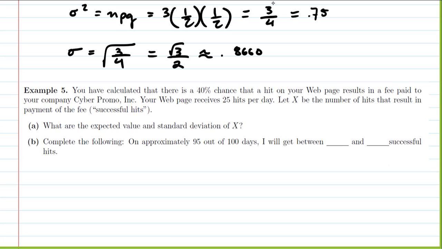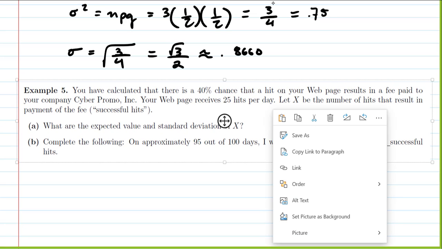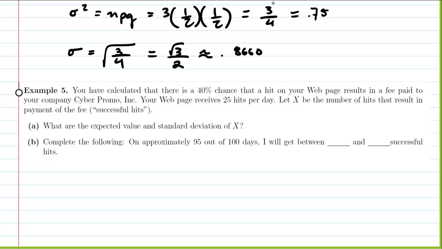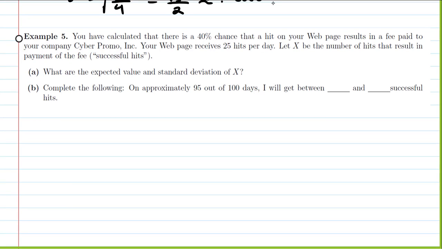You've calculated that there is a 40% chance that a hit on your web page results in a fee paid to your company. Your page receives 25 hits per day. Let X be the number of hits that result in the fee, so successful hits. What is the expected value and standard deviation of X? Okay, so how are we going to resolve this? By trying to figure out what N, P, and Q are.